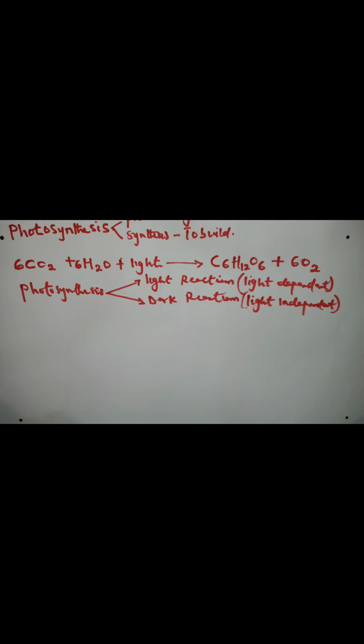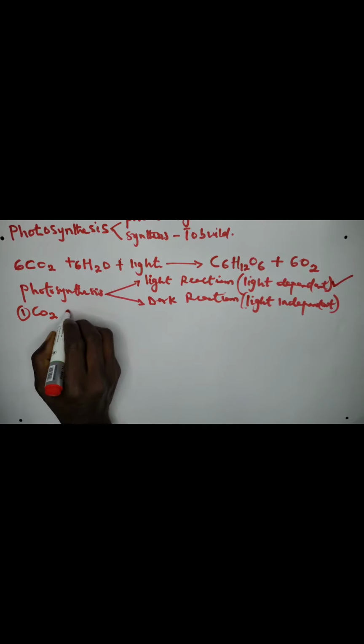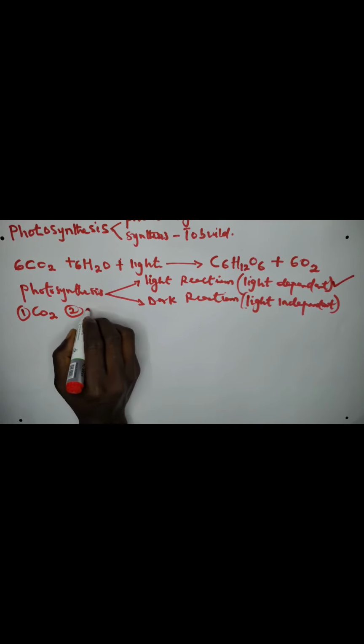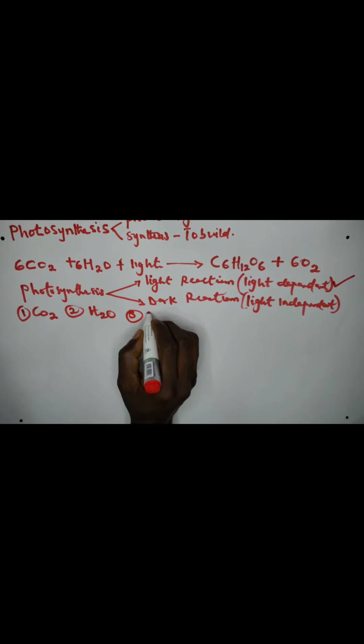Then, in this video, we'll only be able to explain what goes on in the light reaction. Maybe in other videos we can explain the dark reaction, but for today, we'll be explaining what goes on in the light reaction. Now, some inorganic substances are needed for photosynthesis to take place. Number one is CO2, which we have mentioned in the reaction. Number two, we have water, H2O. And last but not least, we have the light.